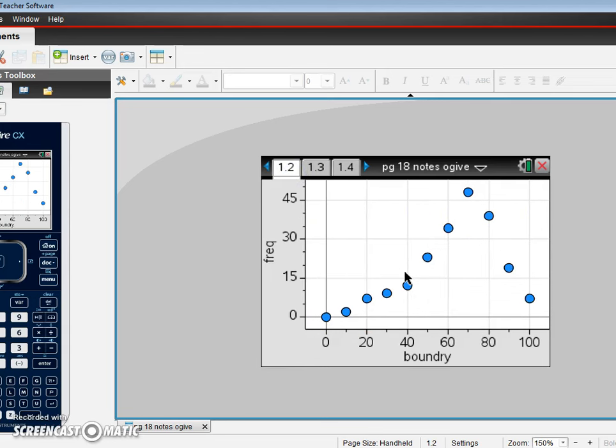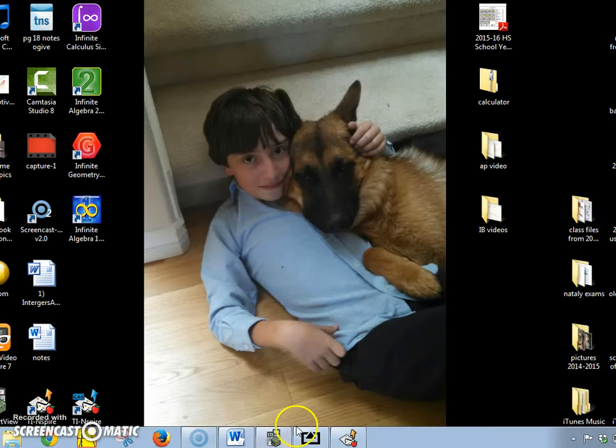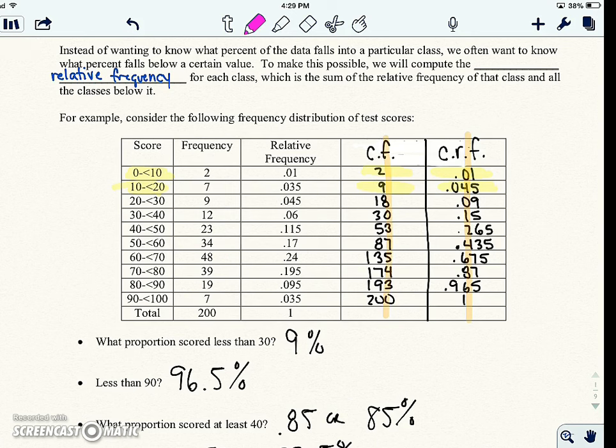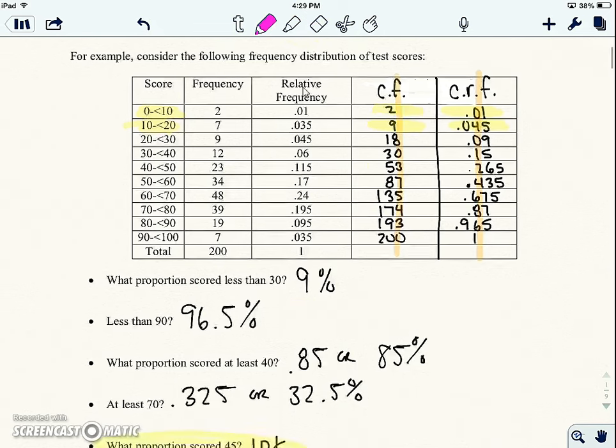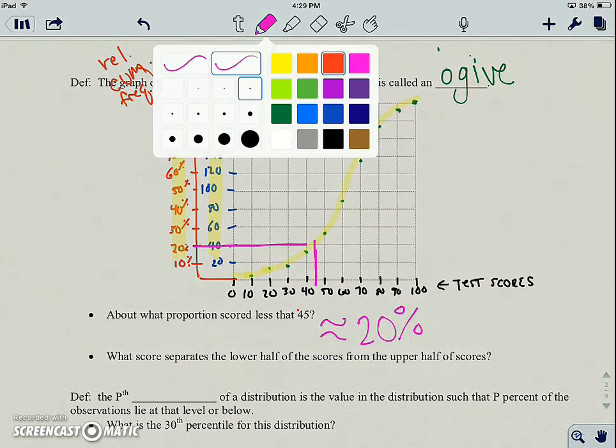People sometimes try to do this for an ogive, and it doesn't work. So I'll hide that and hide that. Let's go back to this. Okay. So there's my ogive. So it says, what score separates the lower half of the scores from the upper half of the scores? Well, that's the other direction.